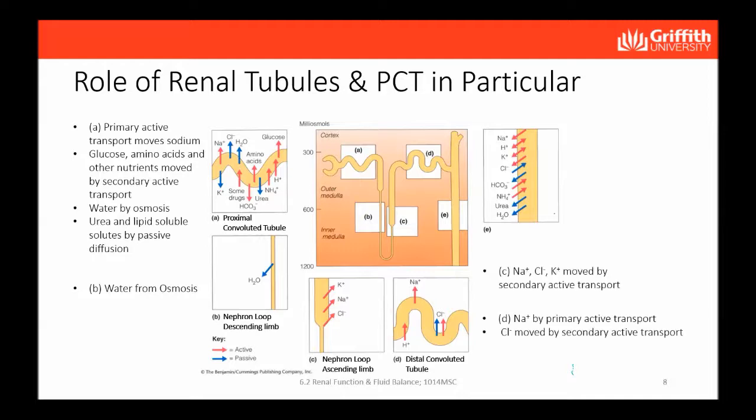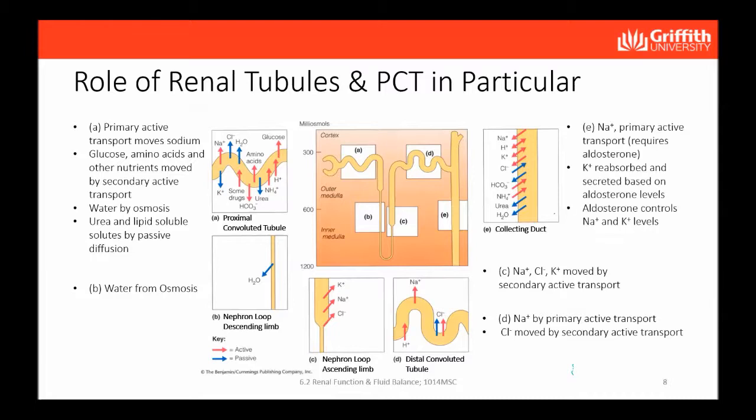In the ascending loop and the distal convoluted tubule, ions such as sodium chloride and potassium are moved by active transport. Filtrate from the distal convoluted tubule then flows into the collecting duct, where ions such as sodium, potassium, and chloride can be reabsorbed. The hormone aldosterone controls the sodium and potassium levels in the body, whereas ADH, or anti-diuretic hormone, regulates water reabsorption here.